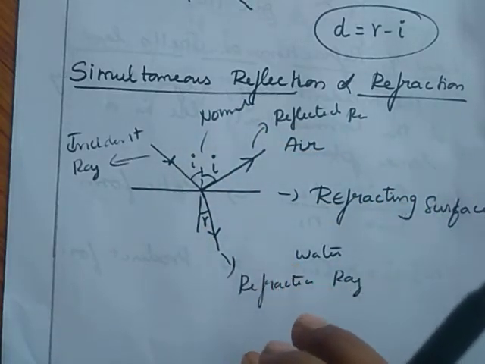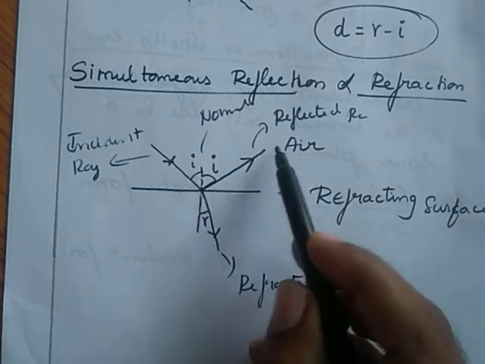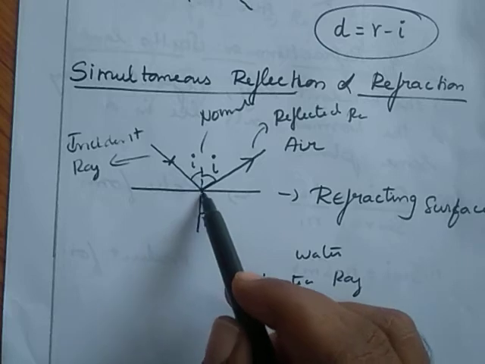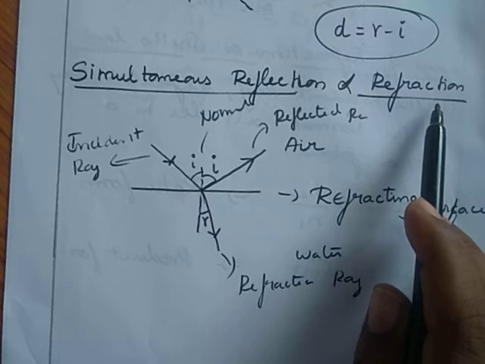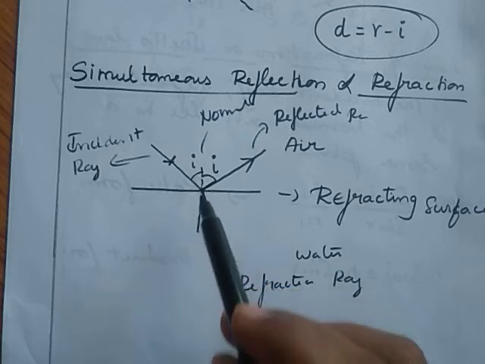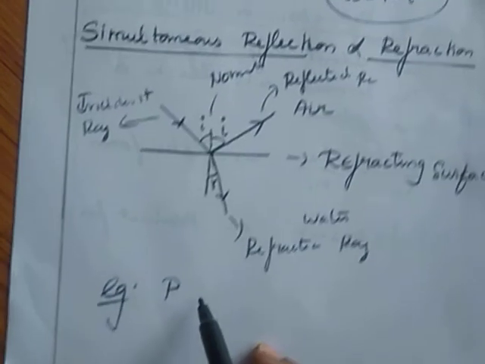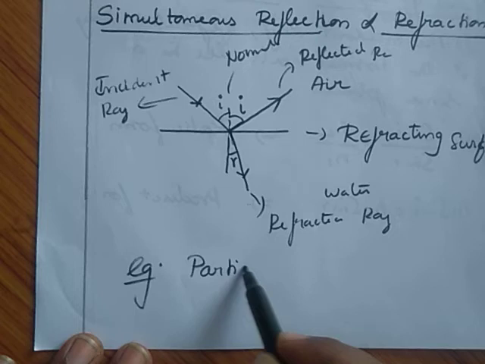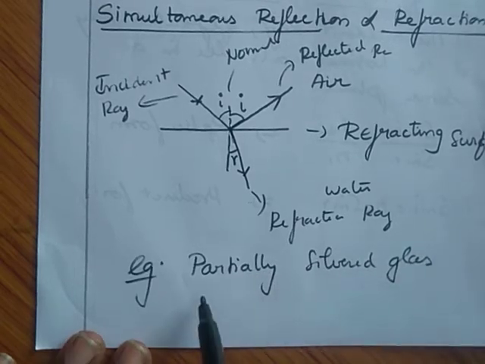Here the phenomenon in which part of the light from the source undergoes reflection and the other part of the light undergoes refraction is known as simultaneous reflection and refraction. At the same instant it undergoes reflection as well as refraction. For example, partially silvered glass. This may allow the light and also it will reflect the light.